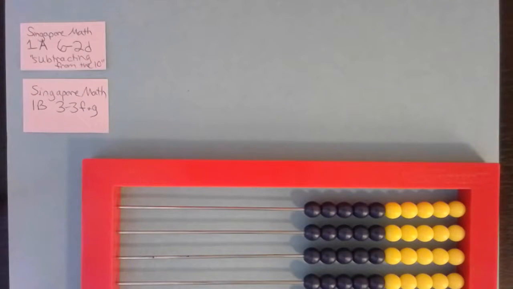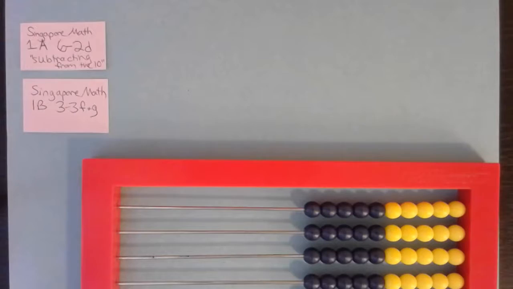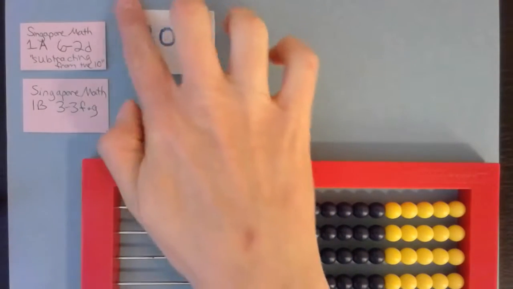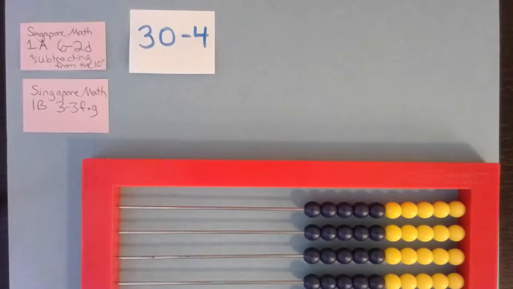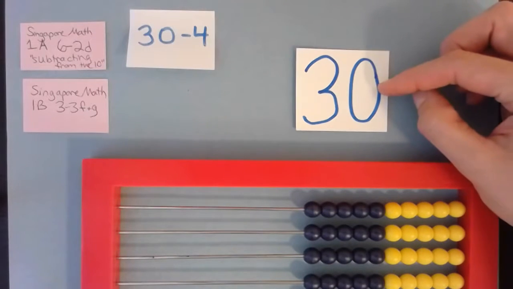Let's do a couple more examples now that we're revisiting this concept in the second semester of first grade. We're going to look at the question, what is 30 minus 4? Now, using the subtract from 10 strategy, and again, we're doing this because 30 is 3 tens and 0 ones.